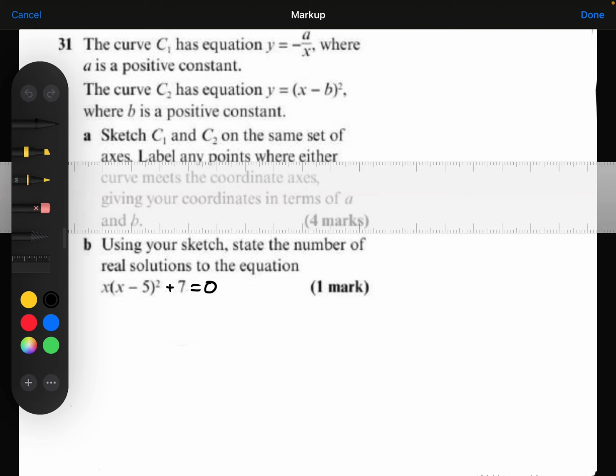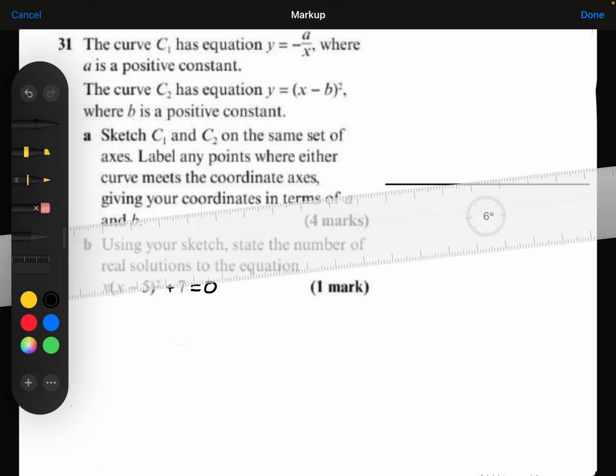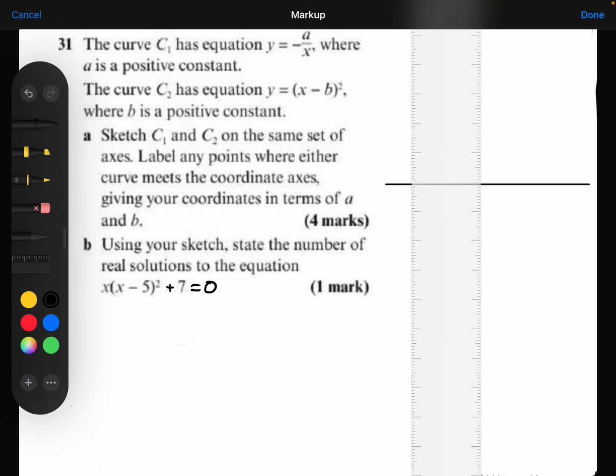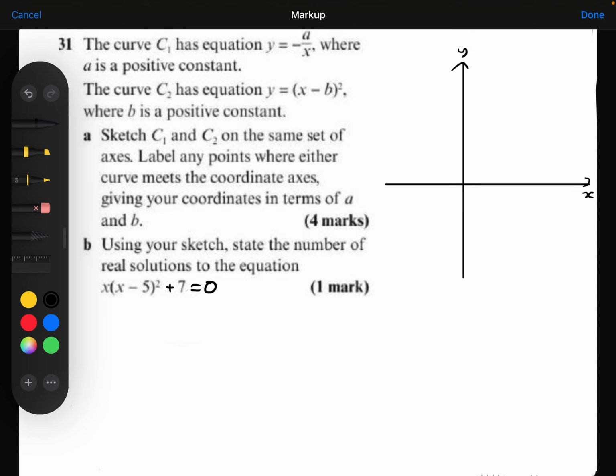So let me draw a set of axes here. Here's my x-axis. Here's my y-axis. Right, let's focus on the curve C1 first. We've got y equals minus a over x. So I know that's the 1 over x graph. Let's start with thinking about that.